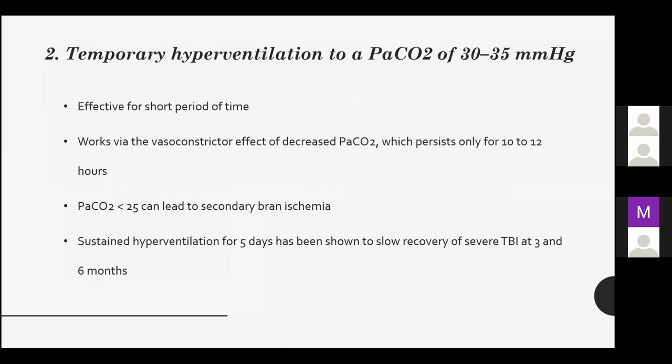Okay, so temporary hyperventilation. Here is the role of decreasing the PCO2. There is no role of hyperventilation or keeping PCO2 below 35 in tier zero. If the patient is having raised ICP, you temporarily do hyperventilation. It's effective only for 2 hours, if you keep the PaCO2 30 to 35. It works via the vasoconstrictive effect of decreased PaCO2. Everyone knows, if you keep the PaCO2 below 25, it can lead to secondary brain ischemia.